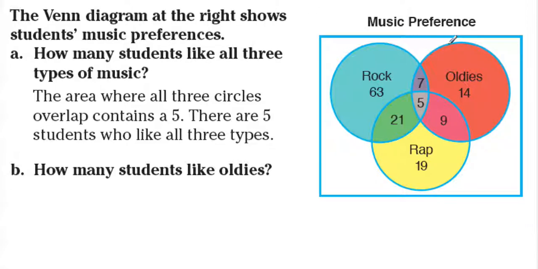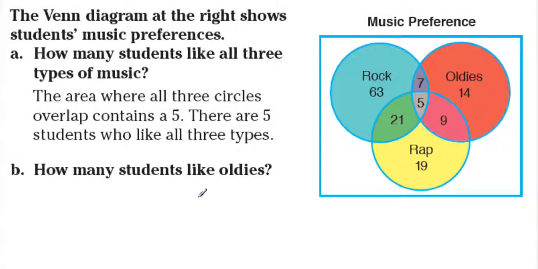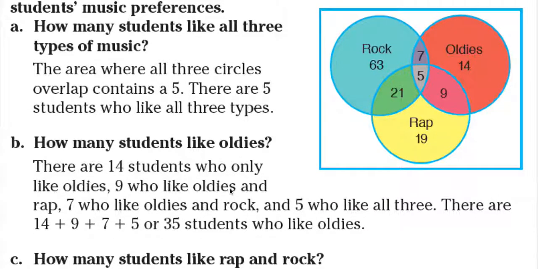So if you look at the oldies circle right here, this is what we're trying to look at, the number of students who like oldies. Okay, so we have 7, 5, 9, and 14. Add them all up. Okay, you end up with 35 students who like oldies music.